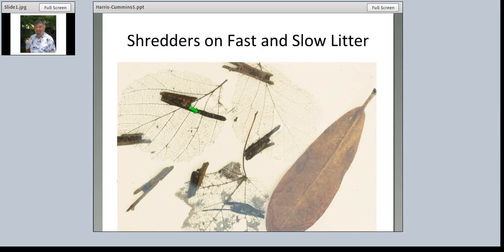Okay, here's 3 different leaves that were left in the stream for the same length of time. Here's a red alder up here, red alder here. Here's a maple here. This happens to be a vine maple, but a big leaf maple is probably more common in Northern California streams. And here's rhododendron. These are all in the stream at the same time. Here's a caddisfly shredder, which is feeding on these leaves.